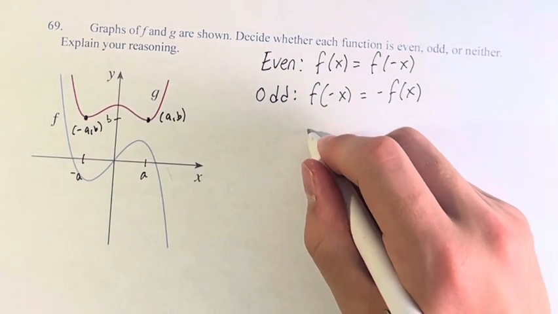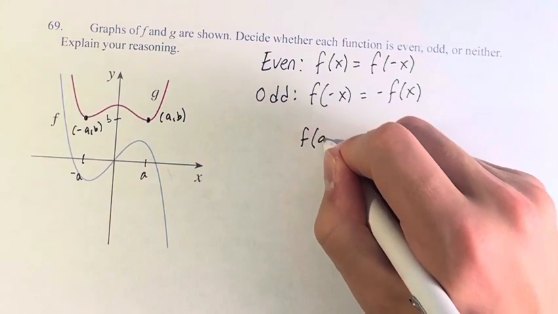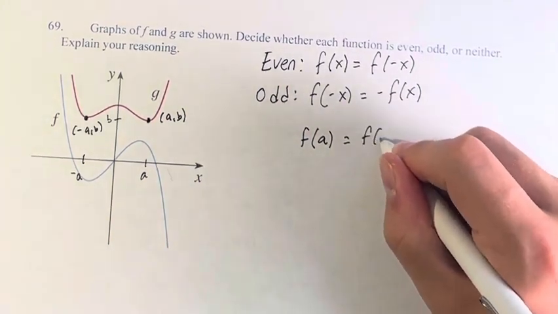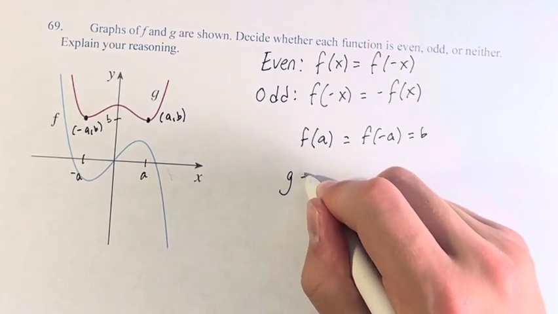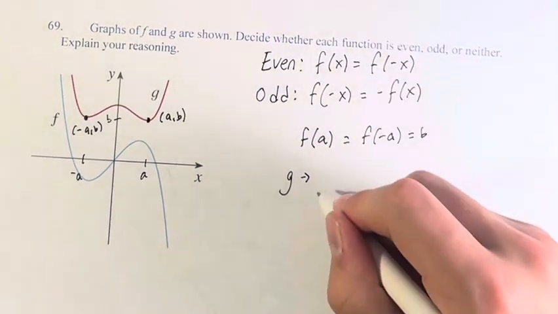So therefore, g of a is equal to g of negative a. They're both equal to b, therefore g is even.